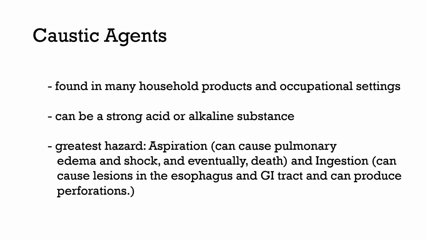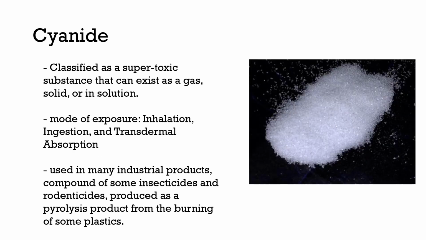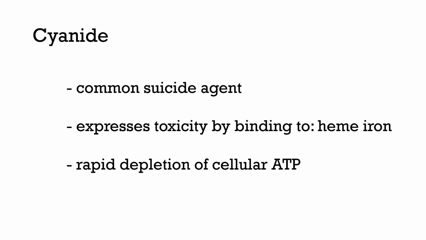Okay. Next, we have your cyanide, which is classified as a super toxic substance that can exist either as a gas, in a solution, or in a solid form. The mode of exposure could either be inhalation, since it can occur as a gas, through ingestion or transdermal absorption. This is used in many industrial products, as a compound of some insecticides and rodenticides, and produced as a pyrolysis product from burning of some plastics.